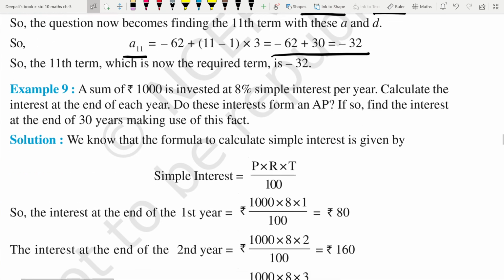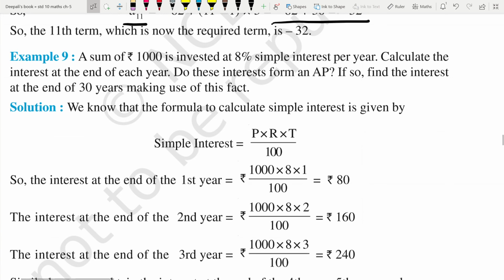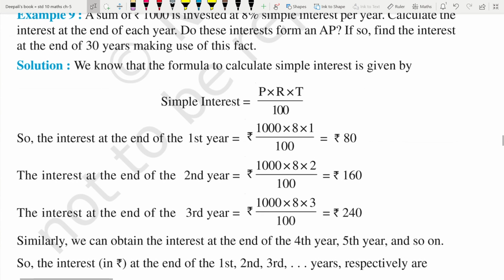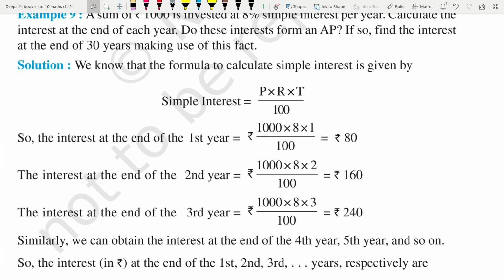Let us see the 9th example. A sum of rupees 1000 is invested at 8% simple interest per year. Calculate the interest at the end of each year. Do these interests form an AP? If so, find the interest at the end of 30th year making use of this fact. Always remember, simple interest forms an AP, but compound interest does not form an AP.